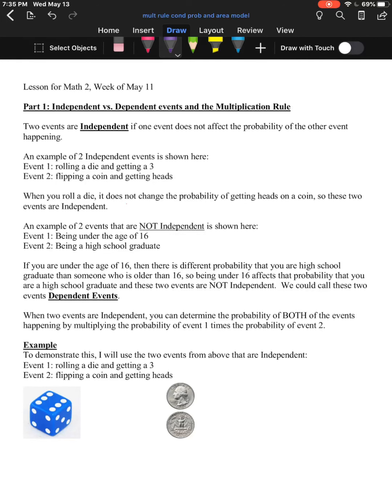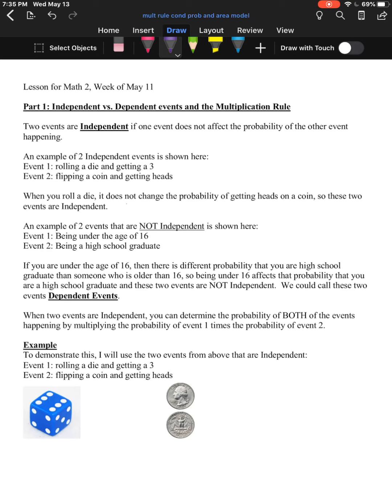Independent versus dependent events, and the multiplication rule. If two events are independent, it means that one event does not affect the probability of the other event happening. Two events which would be considered independent would be rolling a die and flipping a coin. Whether or not the die lands with the 3 showing has nothing to do with the coin getting a heads showing. One event does not affect the other.